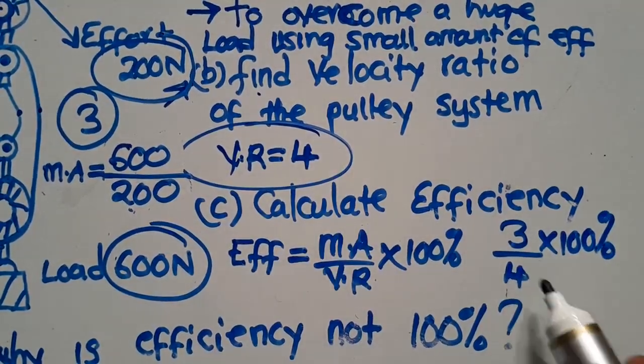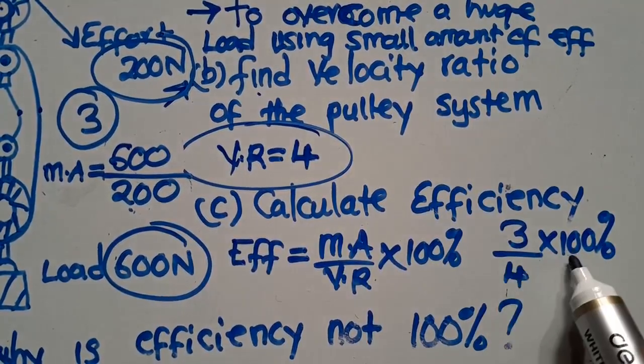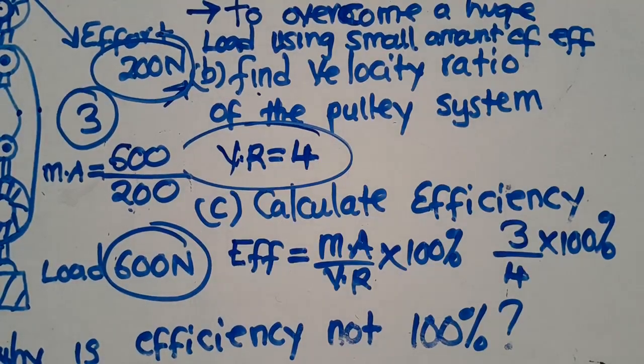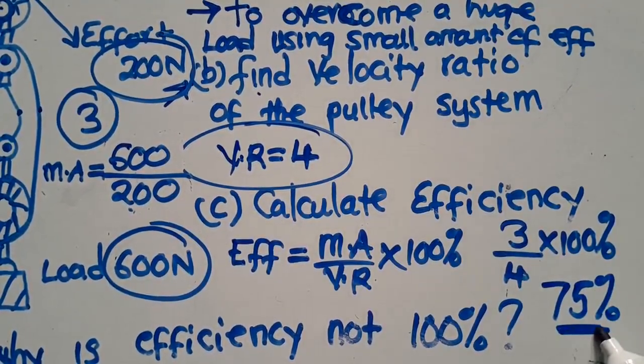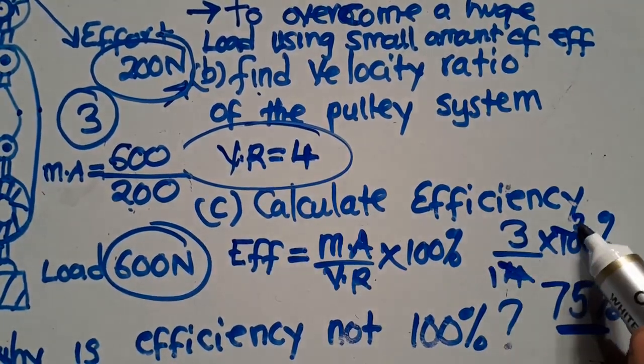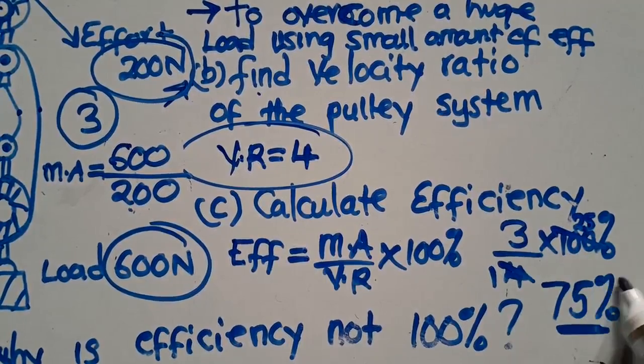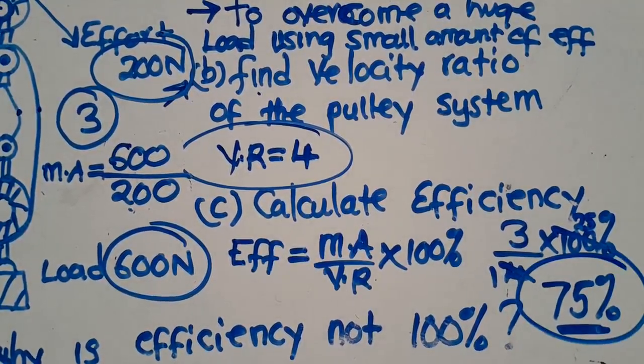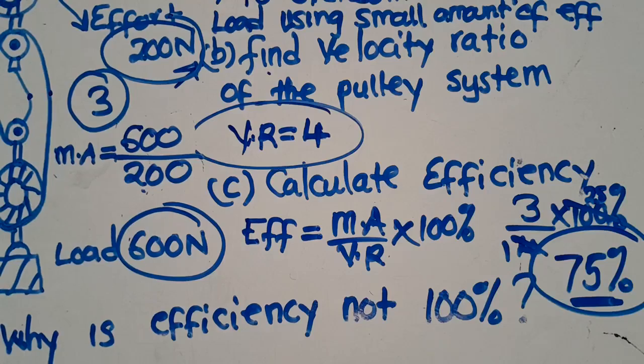If you work out 3 over 4 times 100, the answer you are going to get is 75%. So this is your answer. You just say 4 into 4 is 1, 4 into 100 is 25, and 25 times 3 is 75. So that's what you need to know and understand.